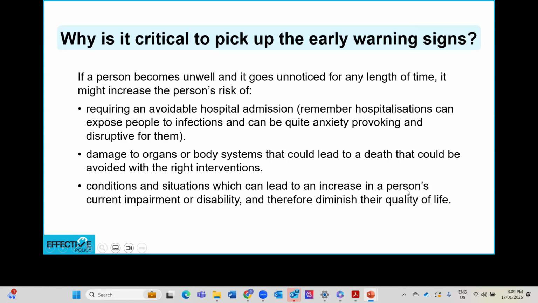Conditions and situations which can lead to an increase in a person's current impairment. So if deterioration is occurring, this is where you might see people acting out as well. And people who are non-verbal will act out, as you have probably seen, with agitation, with anger, with disruption. They can act out in all sorts of ways. And it certainly diminishes a person's quality of life.